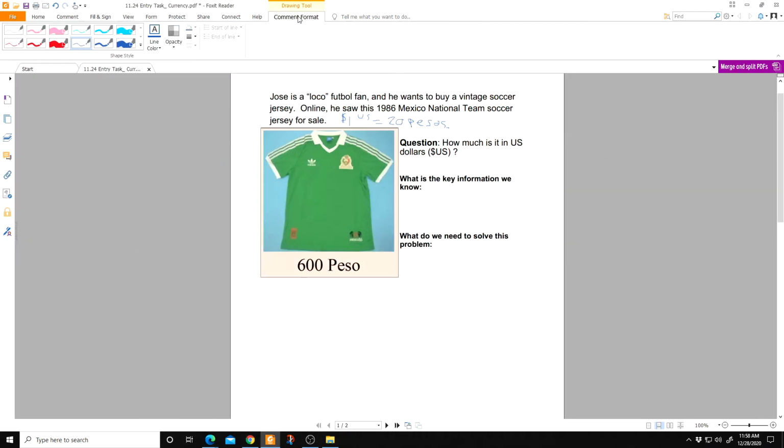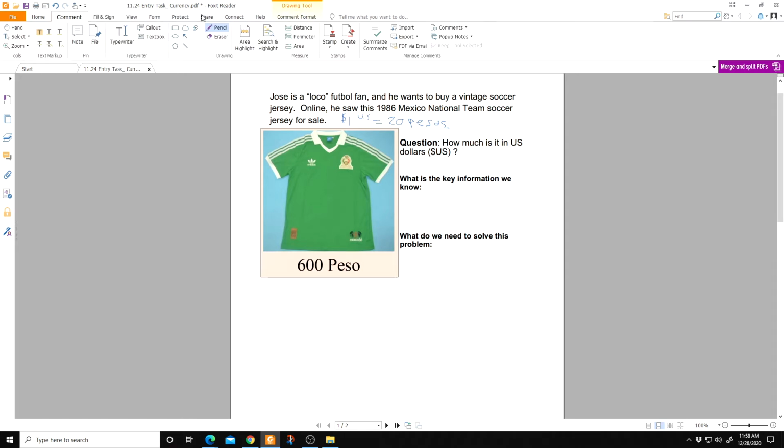So now what do we do? Okay, this is what you're going to do. We know the jersey is 600 pesos. This is 600 pesos, right? So what does that mean? We want to convert it to US dollars. I'm going to show you how we set this up. We're going to put 600 pesos right here.